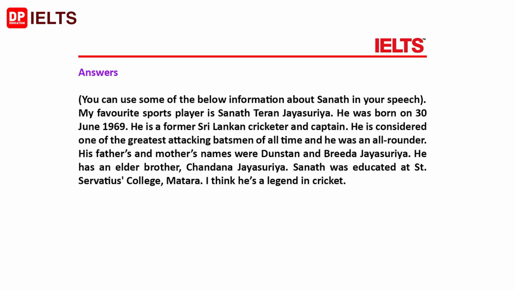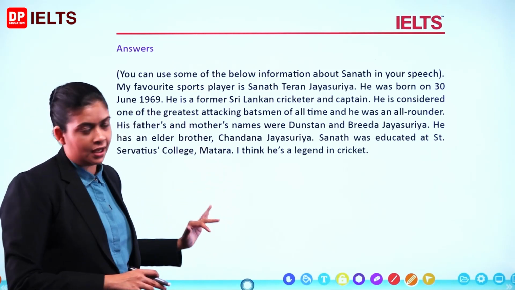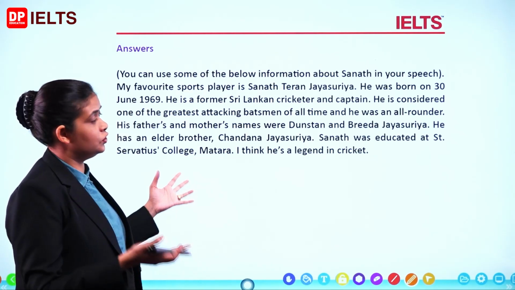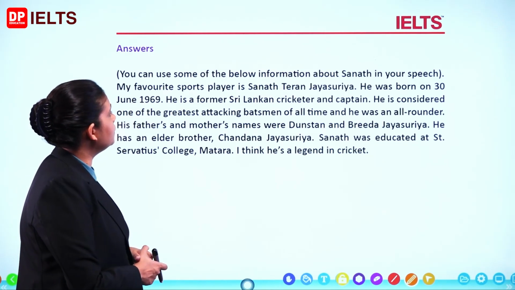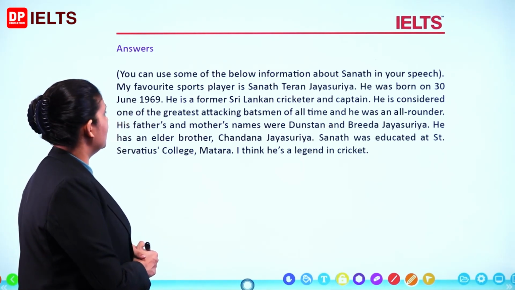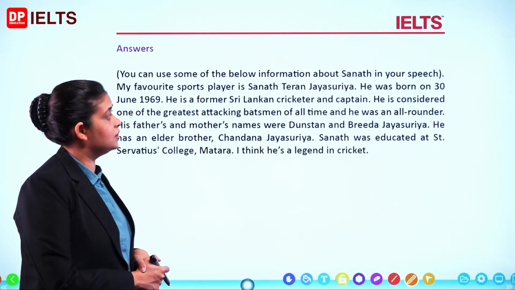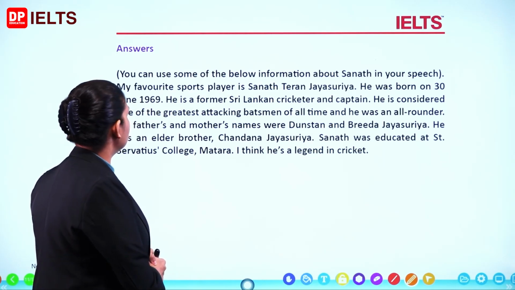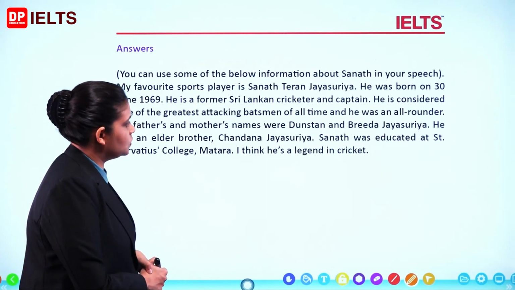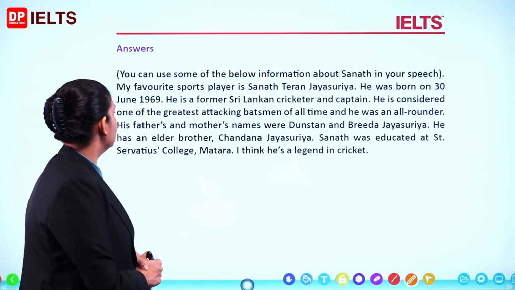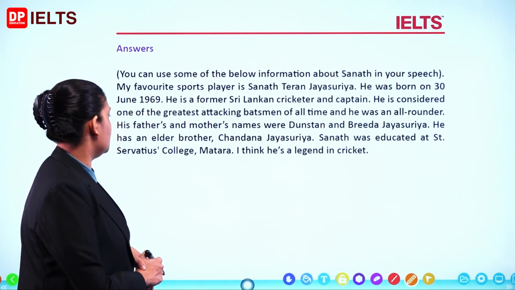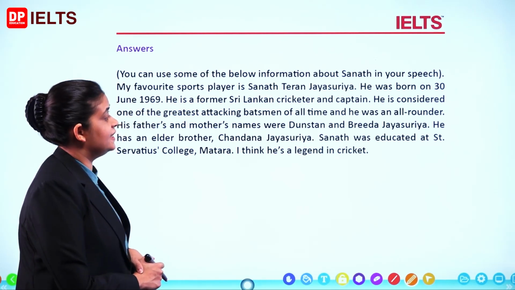Okay? Right. So, I've got a little sample answer for you. I've used some of the information about Sanath for my speech, right? If you want, you could use the same information. My favorite sports player is Sanath Jayasuriya. Okay. He was born on the 30th of June 1969. He is a former Sri Lankan cricketer and captain. He is considered one of the greatest attacking batsmen of all time, and he was an all-rounder. His father's and mother's names were Dunstan and Breeda Jayasuriya. He has an elder brother, Chandana Jayasuriya. Sanath was educated at St. Sebastian College, Matara. I think he's a legend in cricket.